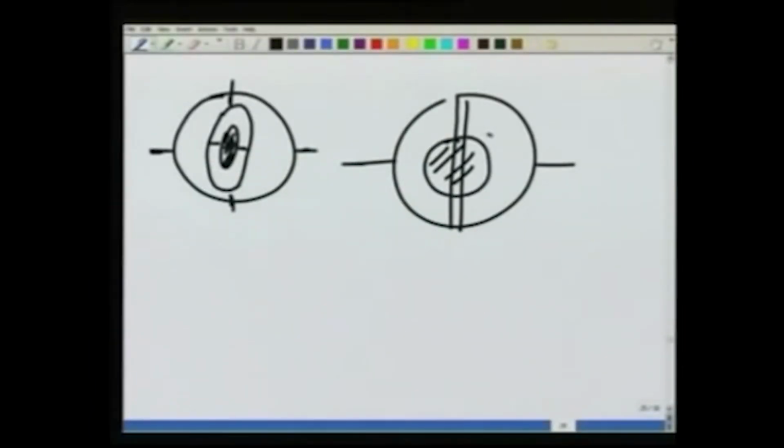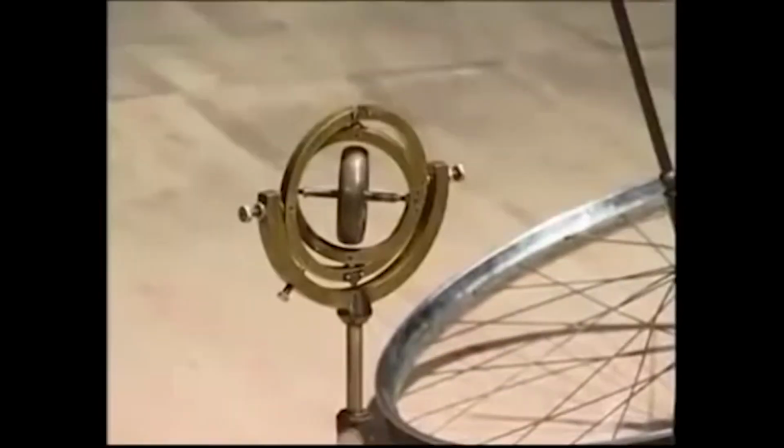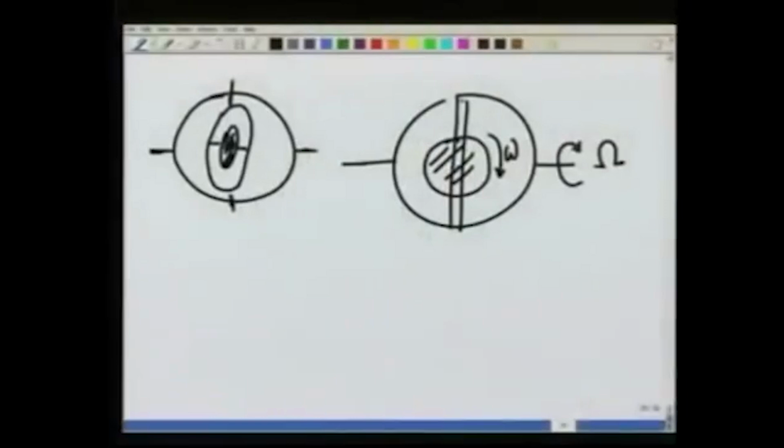Suppose the wheel is given a rotation, a spin by omega, and we rotate the outer frame after that with omega. What we see is this whole inner assembly rotates in such a manner so that the spin wheel aligns with this spin. You see that again. Let us understand why that happens.